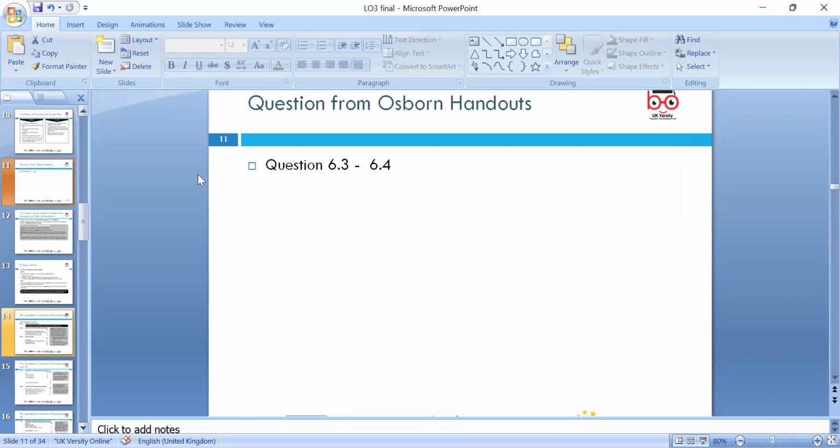So guys, now we have questions 6.3 and 6.4. What do you need to do, please? You have to go back to our standard handouts, which are given on our Moodle page. I'll quickly show you our Moodle page. It's quite good to look around our Moodle page, so that will help you.